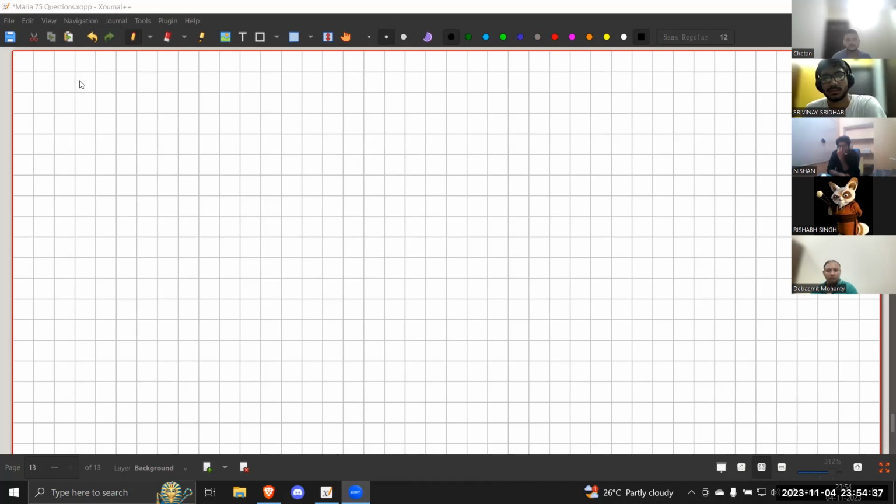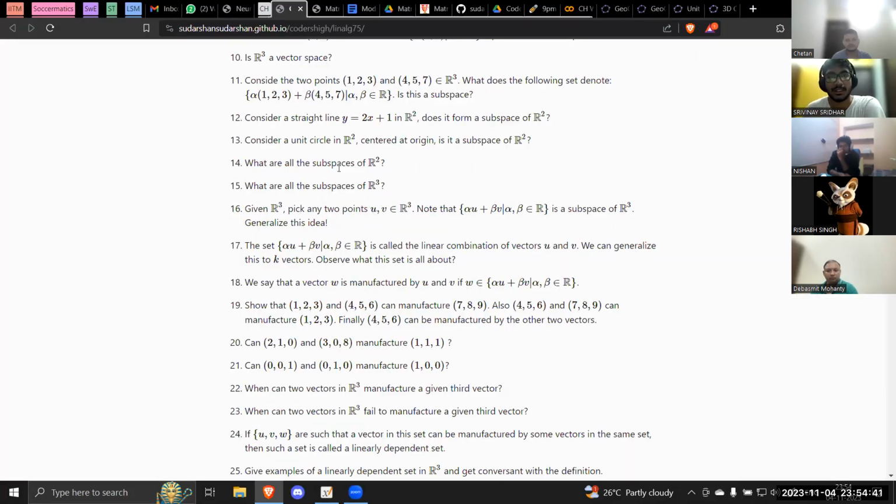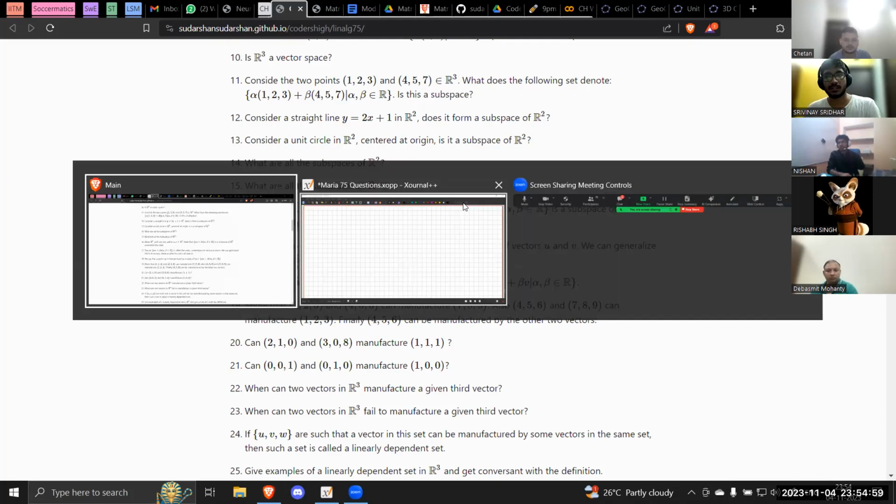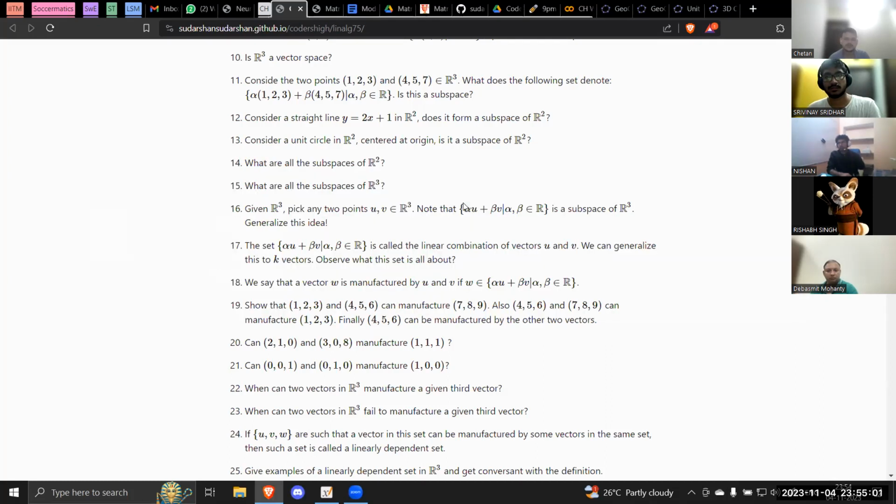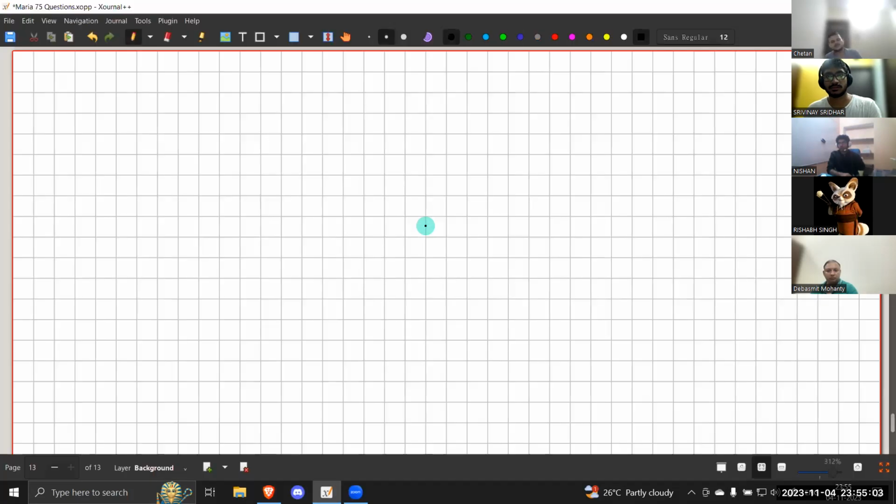No, I'm a little confused. Okay, this idea I've understood. In question number 16, we said if I take any two vectors u comma v, alpha times u plus beta times v is a subspace of R3, right? Did we generalize this idea? Not really sure. Pick any two points, it is a subspace of R3. Yeah, even if we change the vectors, we will get a plane, right?